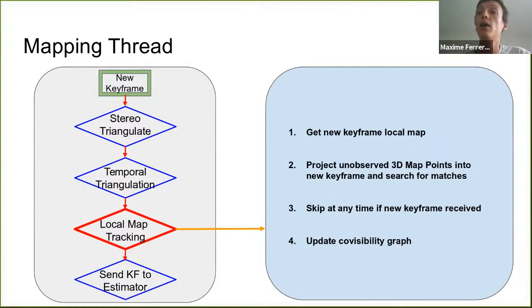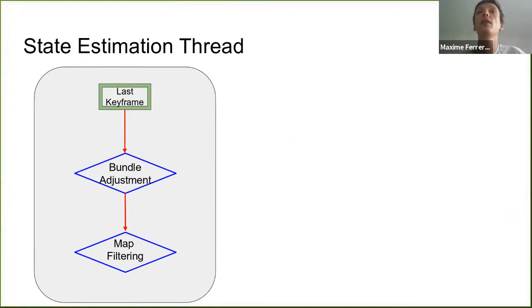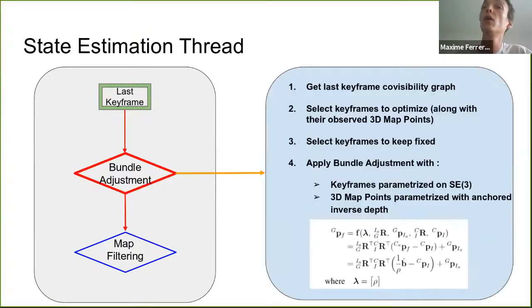And finally, after this local map tracking step, we update the co-visibility graph for keyframes and then send it to the estimator. The estimator, the state estimation thread, is mostly responsible for bundle adjustment. We perform the bundle adjustment locally. First, we get the last keyframe's co-visibility graph, then select the keyframes to optimize within this graph along with the observed 3D map points. We also select the keyframes to keep fixed in order to keep a good conditioning of the bundle adjustment problem. And then we finally apply the bundle adjustment, where we parameterize the keyframes on the 3D special Euclidean group, and the 3D map points are parameterized with anchored inverse depths.